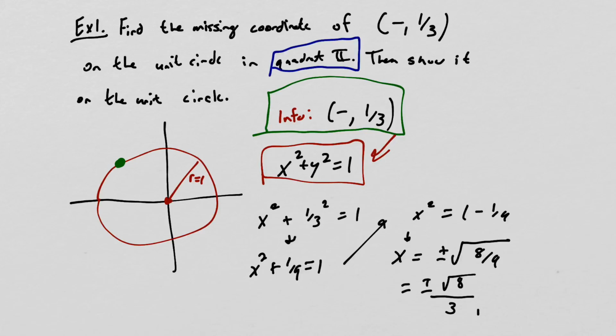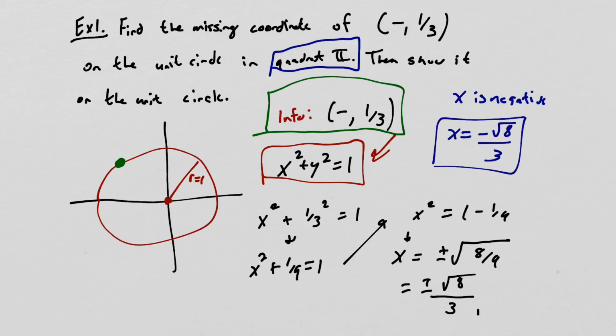Therefore, our x value is negative, and then x is going to be equal to the negative square root of 8 divided by 3, which is what we see over here.